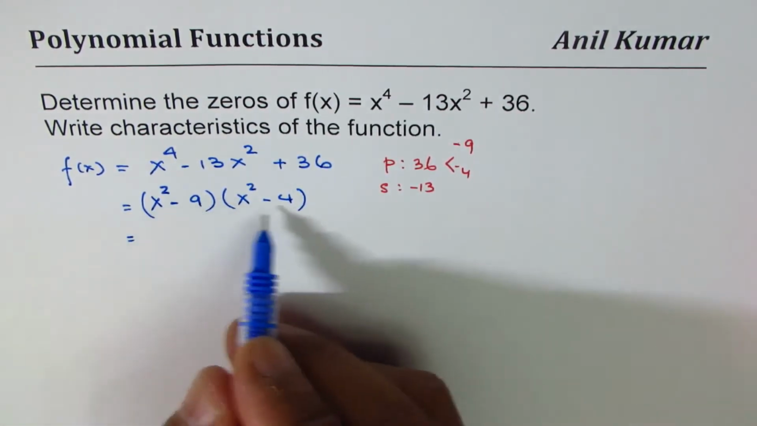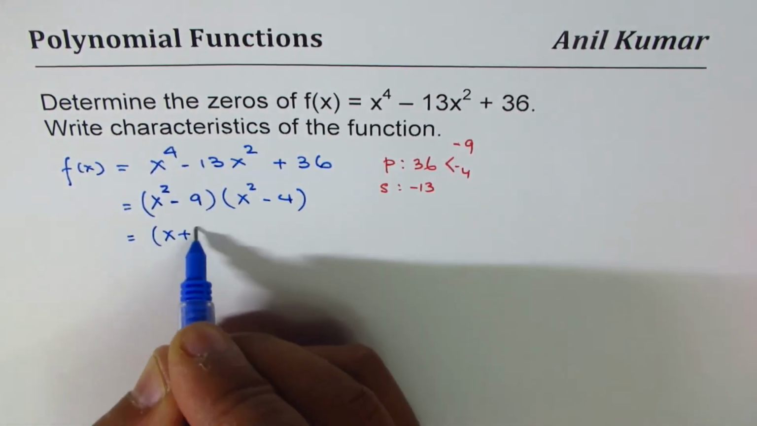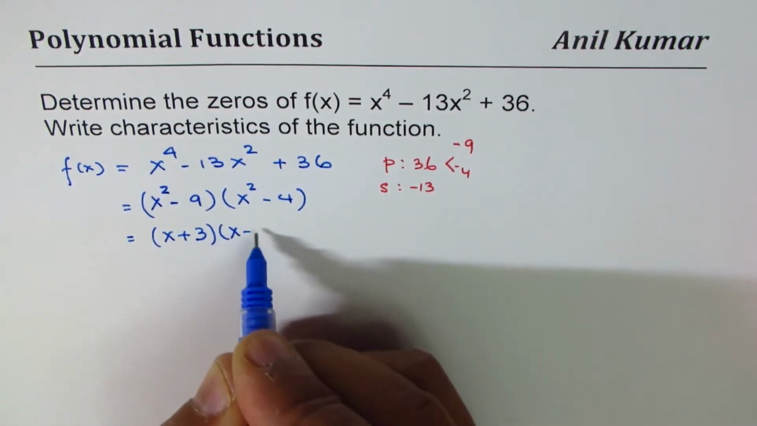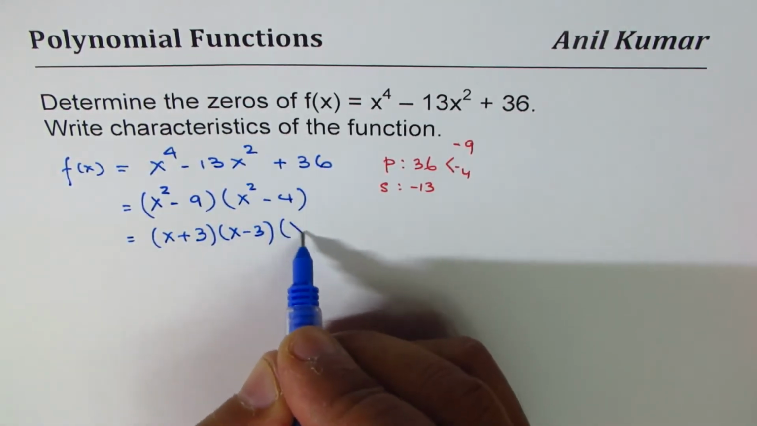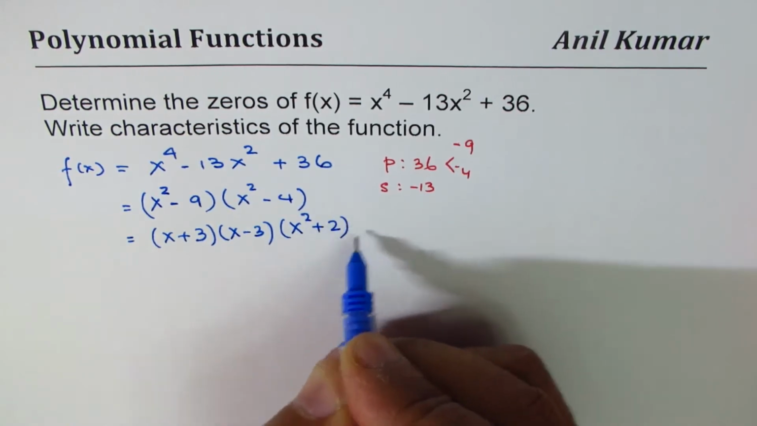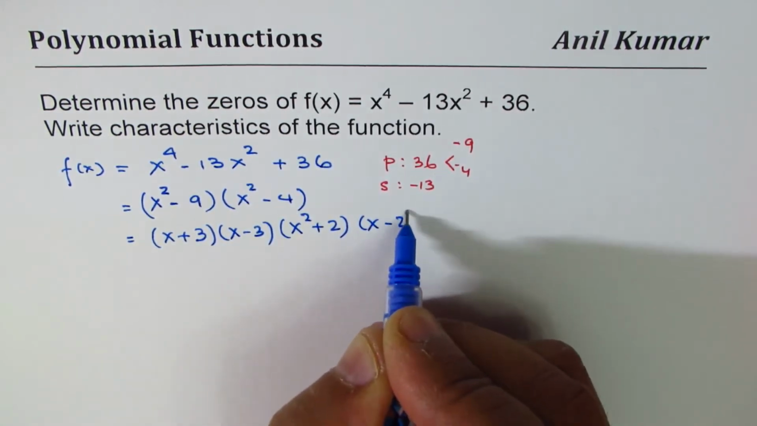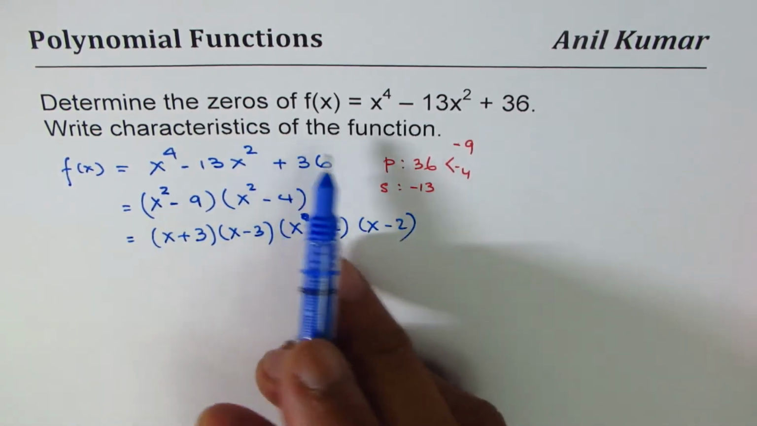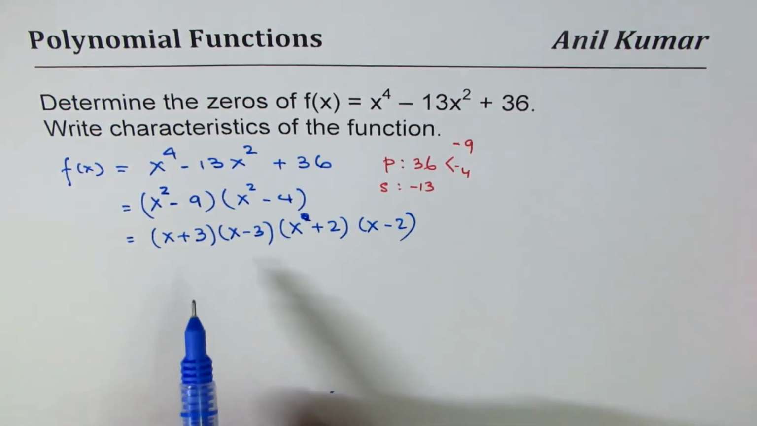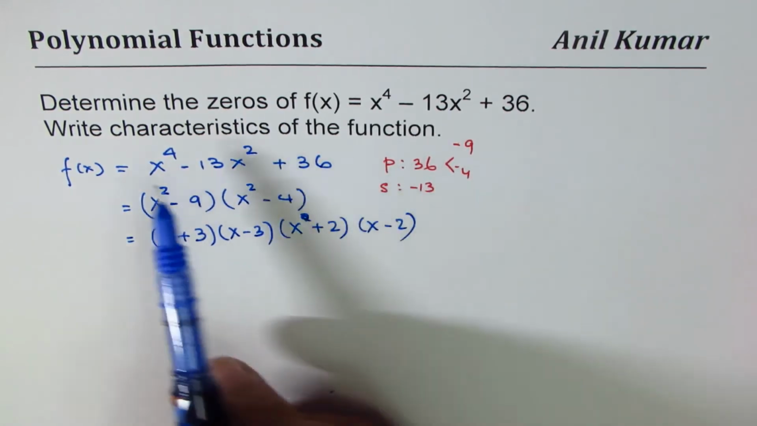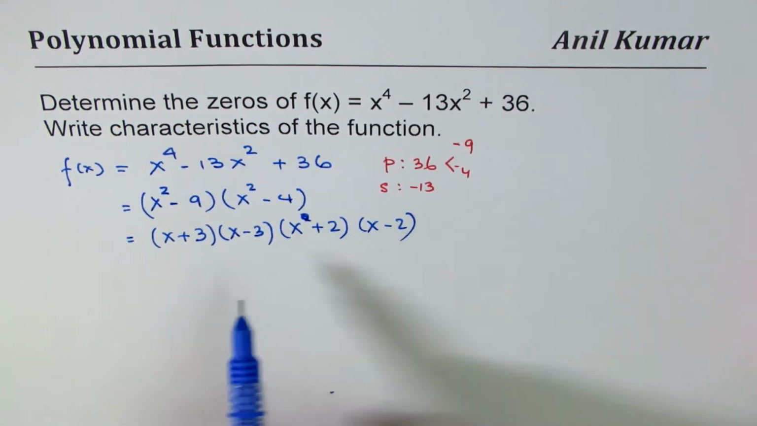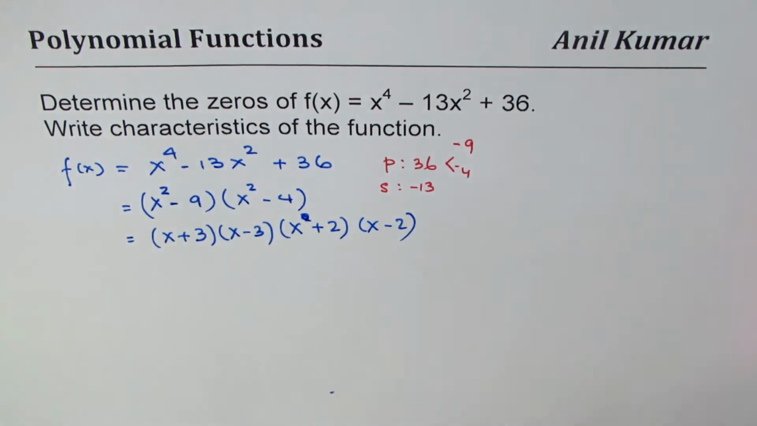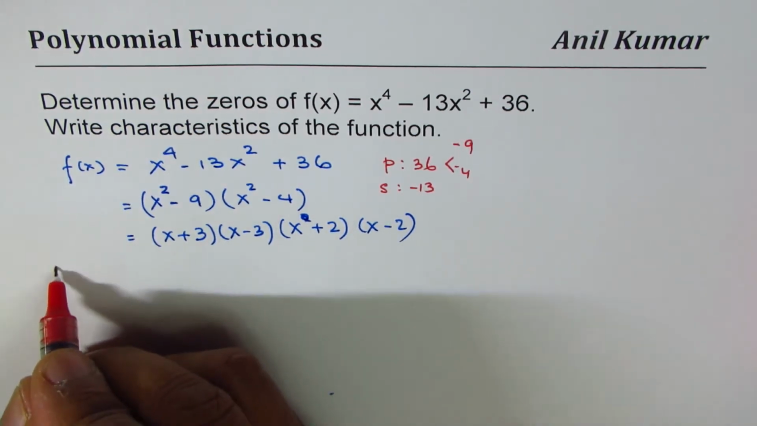And now we can apply difference of squares. We get x plus 3 times x minus 3, and x squared minus 4 could be written as x plus 2 times x minus 2, right? Okay, so that is the factored form of this function. Now we need to sketch this and write characteristics of this function. Let's start with characteristics.